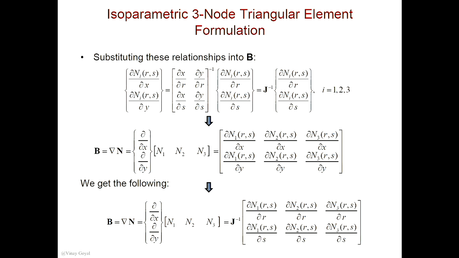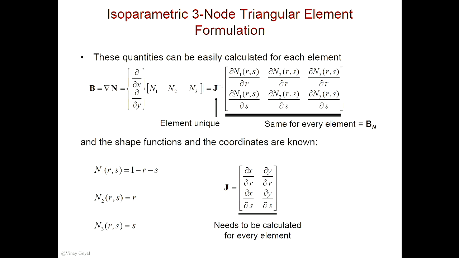No questions. Excellent. You agree these derivatives you can do by memory? Let's just do it for fun. Isn't shape function 1, 1 minus r minus s? What is that derivative? Minus 1. Let's do the next one: 1. This one: 0. This one: minus 1. This one: 0. This one: 1. Bam, done. These are element unique, the same for every element. You guys just did it with me, really quick. We got minus 1, 1, 0, minus 1, 0, 1.